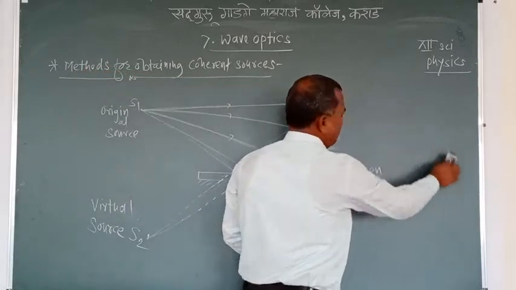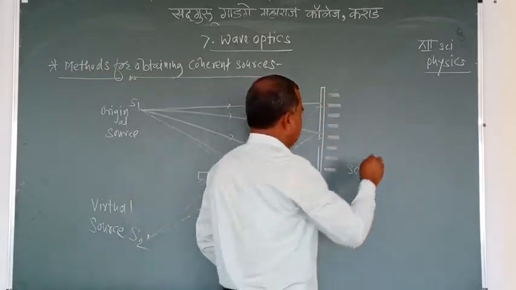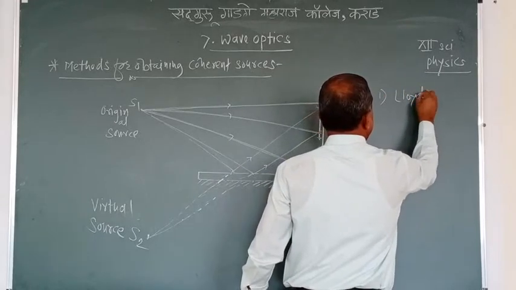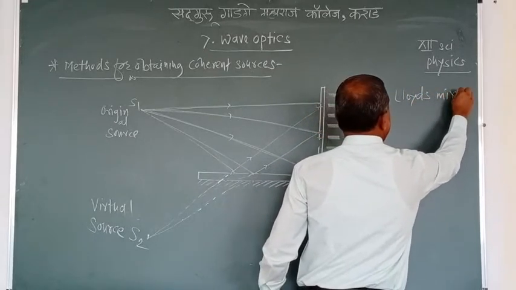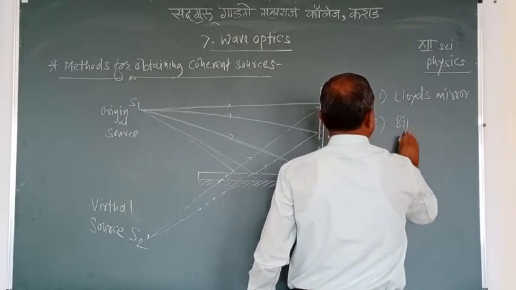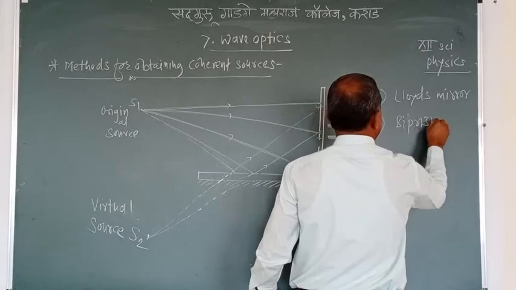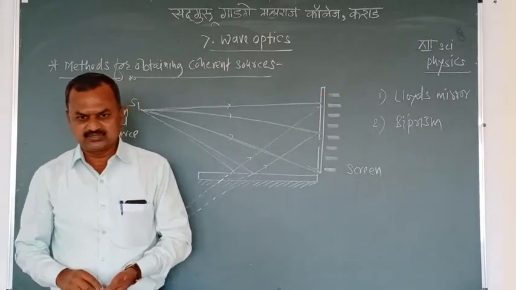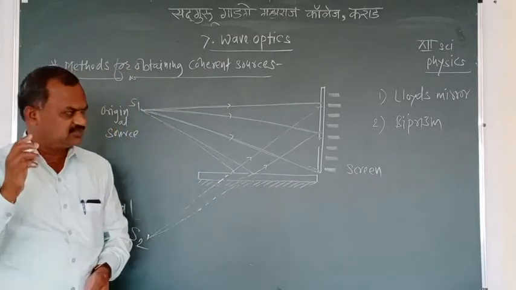Such two coherent sources can be obtained by using two methods. One, Lloyd's mirror, and second, biprism. These are the two methods for obtaining coherent sources. We will discuss them one by one.